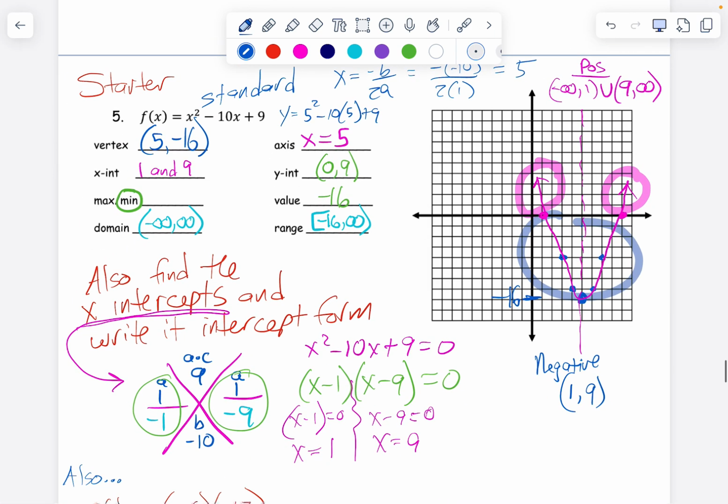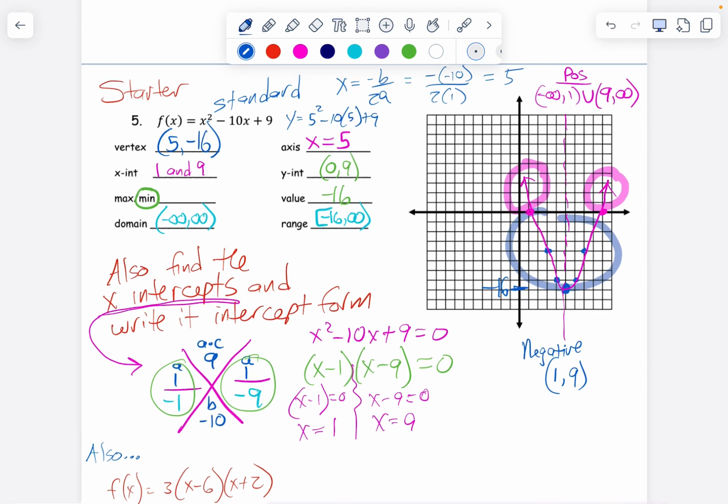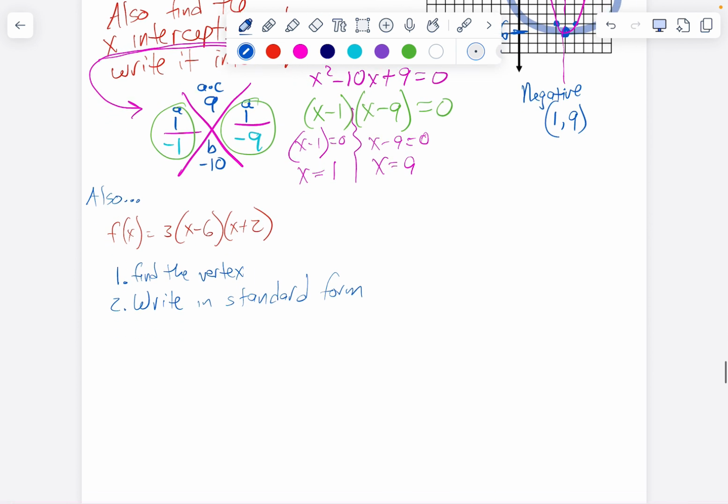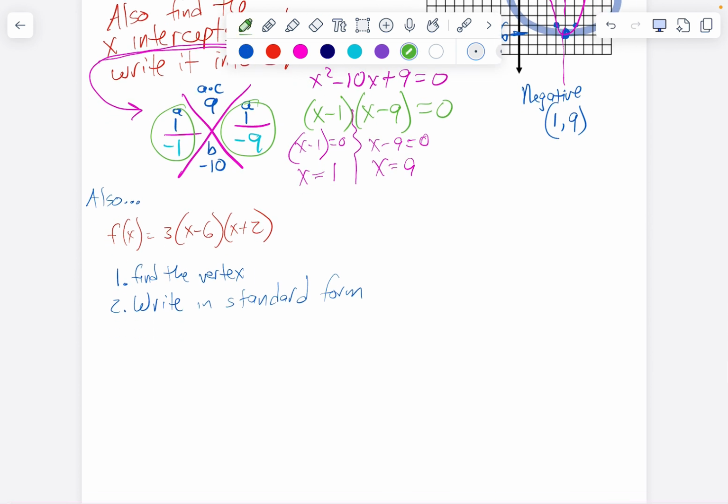All right, as a quiz type problem, rate yourself on that one, fist of 5. Okay, that's pretty good overall. I would say we're averaging high 4s. Cool. All right, what form is this one in now? Factored form.